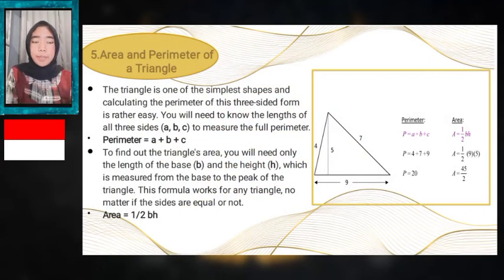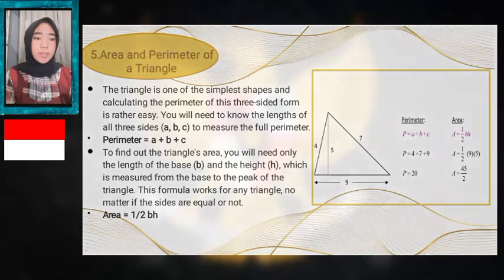5. Area and perimeter of a triangle. The triangle is one of the simple shapes, and calculating the perimeter of its three sides is rather easy. You will need to know the length of all three sides A, B, C to measure the full perimeter. To find the triangle's area, you will need only the length of the base and the height, which is measured from the base to the peak of the triangle. This formula works for any triangle, no matter if the sides are equal or not.